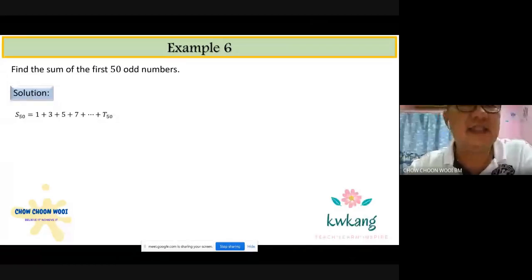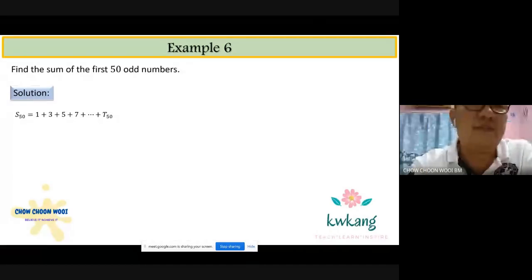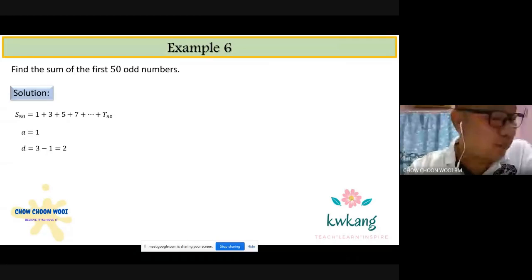Bagaimana kita nak cari odd numbers, nombor ganjil dari 1 hingga ke T50, right? Dari 1 hingga ke T50. So the first one, first of all we need to identify the A and D, right? Sebab dia arithmetic sequence. Okay, A is 1, then D is equal to 2. After we obtain A and D, then definitely we need to find.